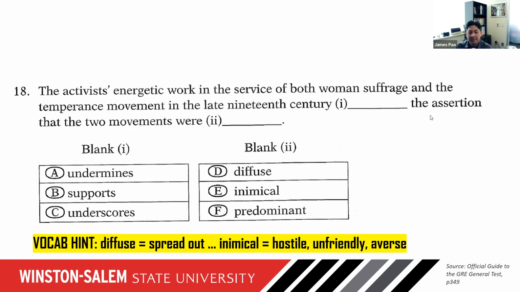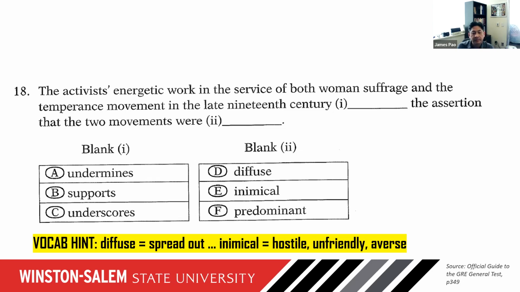I'm going to give you this example, number 18. And I've given you some vocab hints at the bottom, where I said diffuse means spread out, and inimical means hostile, unfriendly, and averse. Again, more vocab words for you to learn.